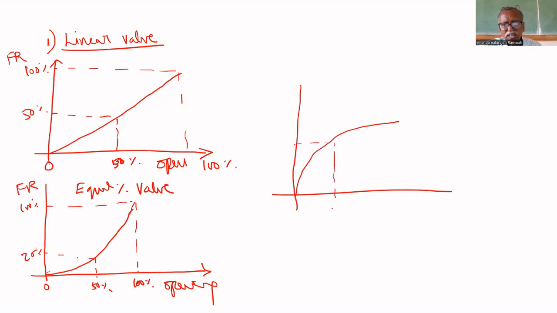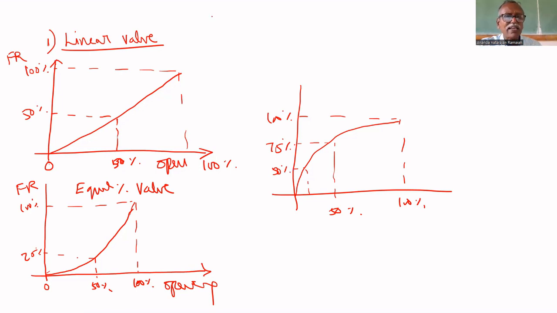For 50% opening, it will give around 75% flow rate. For 100% opening, it gives 100% flow rate. And for 25%, it gives almost 50% flow rate. This is quick opening. These all depend upon the shape of the valve plug, provided the pressure drop across the valve is constant. This is possible only when the pressure drop across the valve is constant.